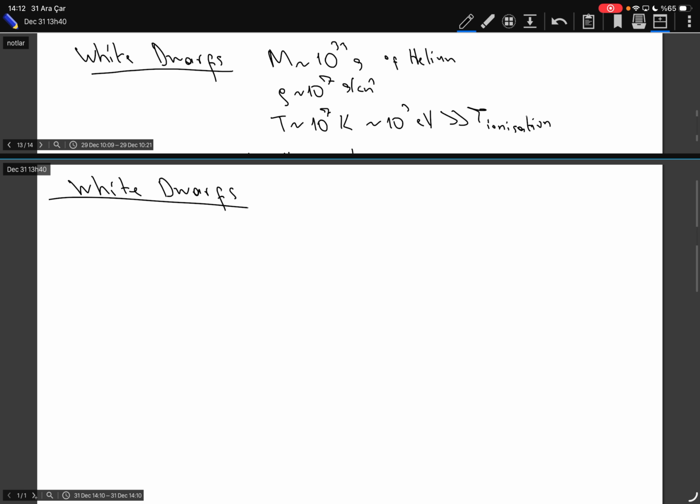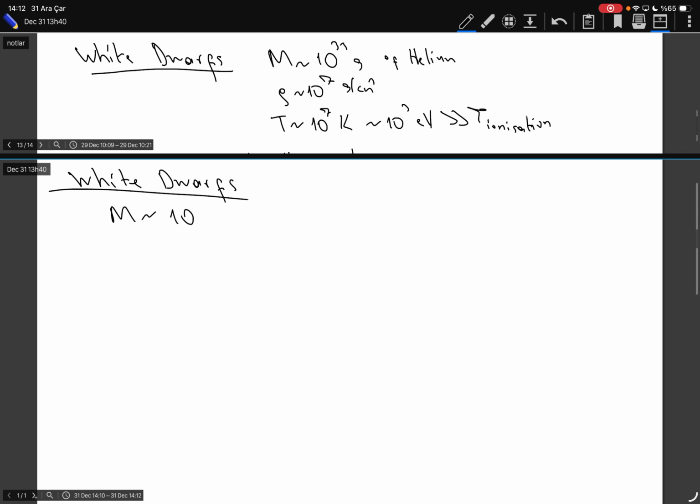Now, just to give some numbers, the mass of a typical white dwarf is 10 to the power 33 grams of mainly helium. How do you measure the mass of a star that is, I don't know how many light years away? With the trajectory of things that move around them, if you can see them. You measure the radius, you measure the period, and the relation is determined by the mass of the object.